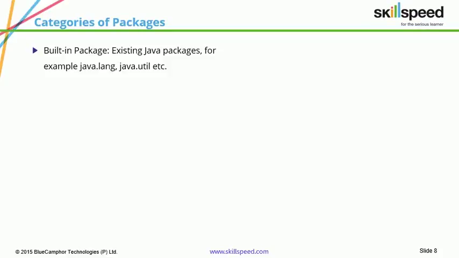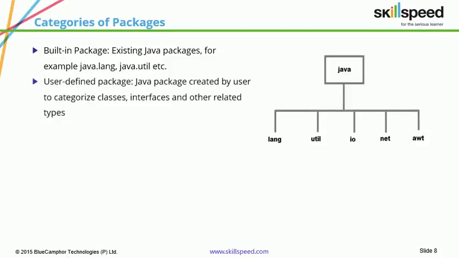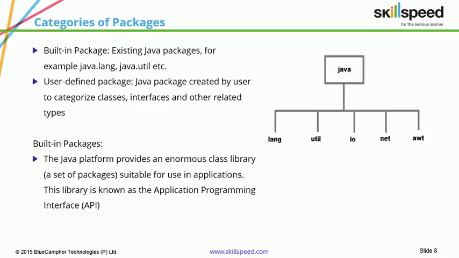Let us look at the categories of packages. We have two types: built-in packages, which are existing Java packages predefined in Java, something like java.lang, java.util, etc. We also have user-defined packages, which are created by the users to categorize the different classes, interfaces and related types to store and use for a particular purpose. If you look at the Java built-in packages, the Java platform provides an enormous class library, which is a set of packages suitable for use in applications.